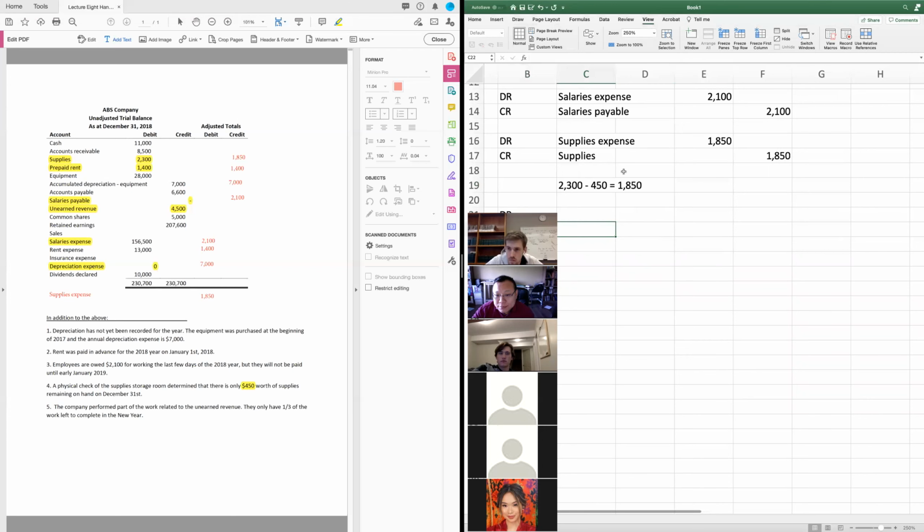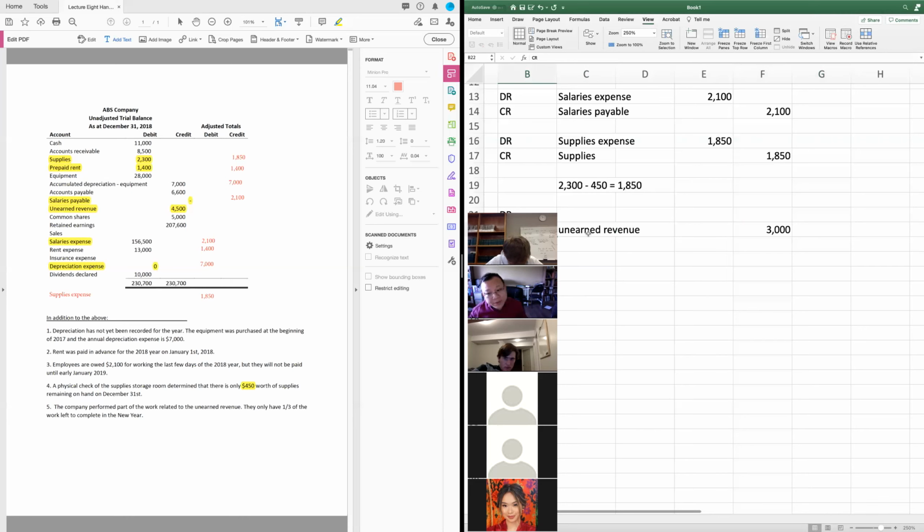Haven't they earned 2/3 of the revenue? Oh, yes, because there's only 1/3 left. That means they have completed 2/3. So when they credit unearned revenue for 3,000, right? When you credit unearned revenue, does this increase your liability or reduce your liability?